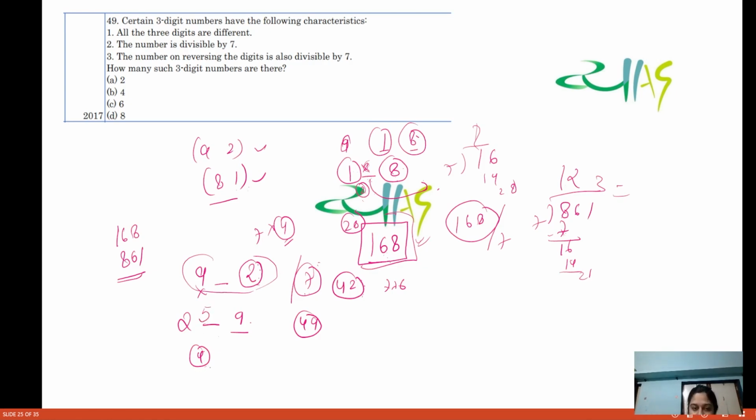So I will put 5, because 7 threes are 21. 21 and I get 4, then 7 sevens are 49. So 259 is the number. Let's see whether its reverse is also divisible by 7 or not. So we have 952 here.